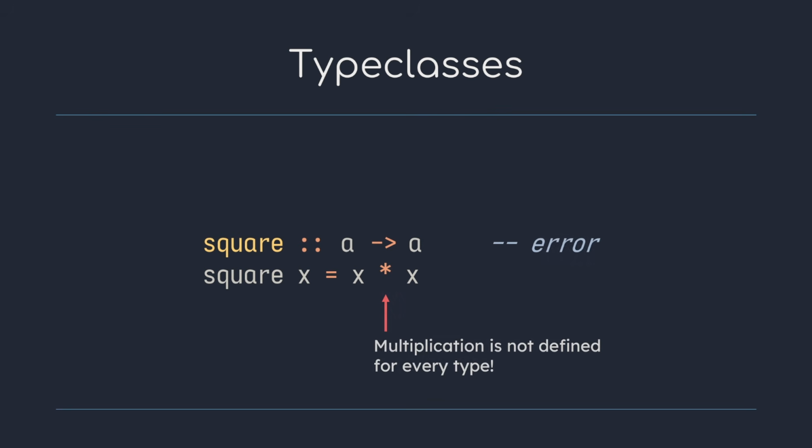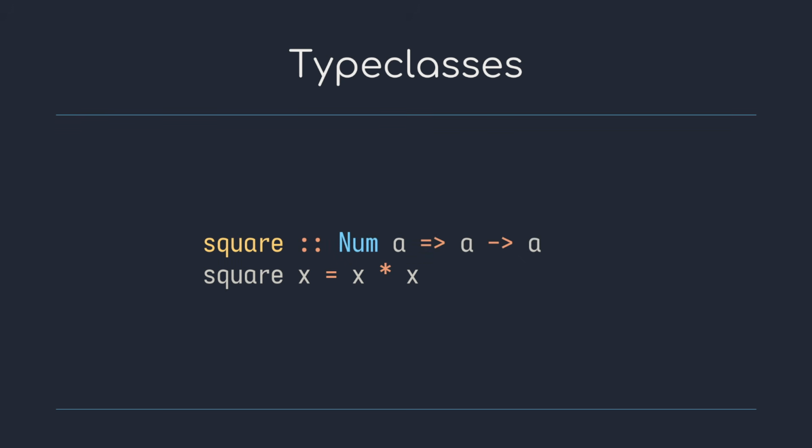This is done with the Num type class. A type class is a description of what functionality a type must implement in order to derive from it. It is a lot like an interface in that regard. This type would read: function square has type A to A, where type A is an instance of Num.